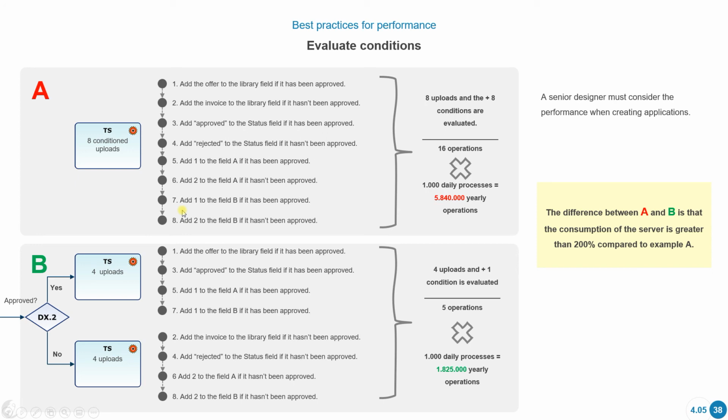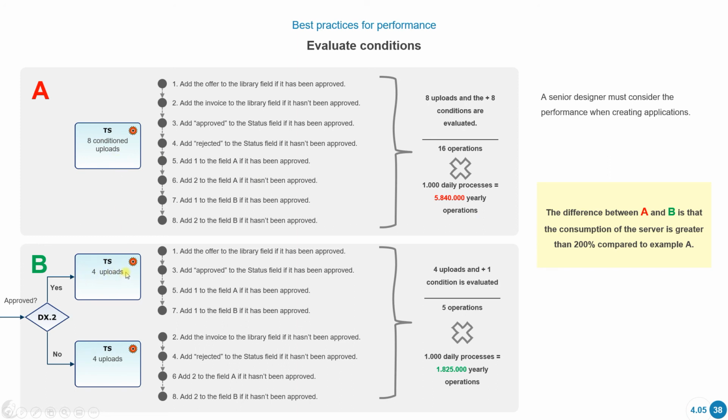Here I have another example. This isn't very common to take into account because the system is already prepared to be able to create conditional uploads. So basically what we're going to do, we're going to add a system task and add, I don't know, whatever amount of uploads we need to add. Here we have 8 different uploads, but besides each one of these uploads is conditioned. So what's the system going to do? It's going to evaluate the 8 uploads and the 8 conditions. It's a total of 16 operations. So let's say we have 1,000 daily processes. That would be about, let's round it to 6 million yearly operations that this object is performing.